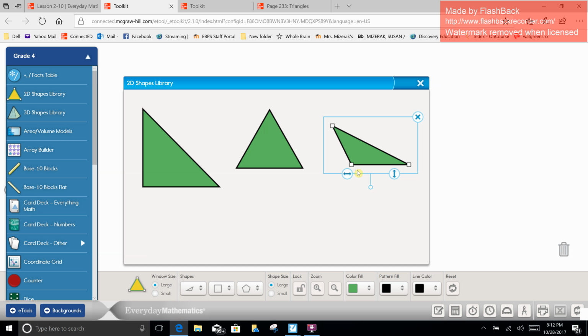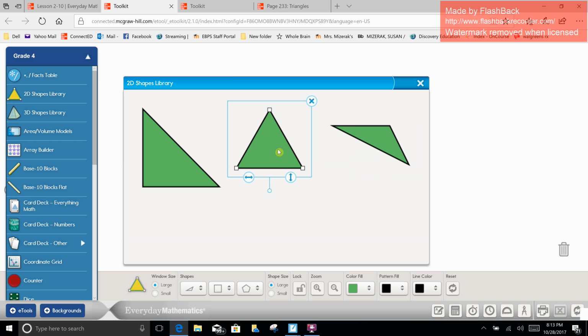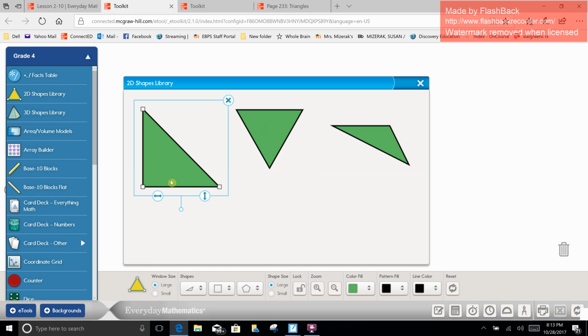Well, it has one obtuse angle. It also has two acute angles. And no matter which way I put it, those properties are the same. What about this triangle? This is an acute triangle. No matter how I position it, the angles and the side lengths stay the same, and it has 3 acute angles. This triangle, this is my right triangle.